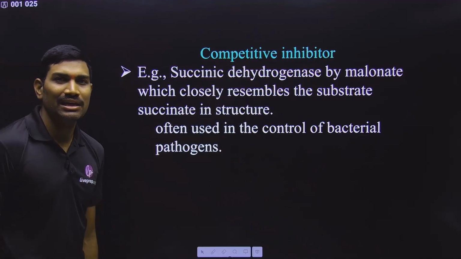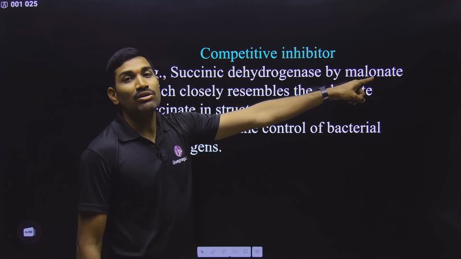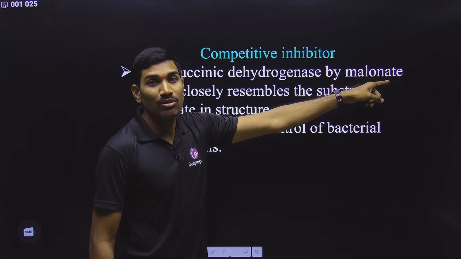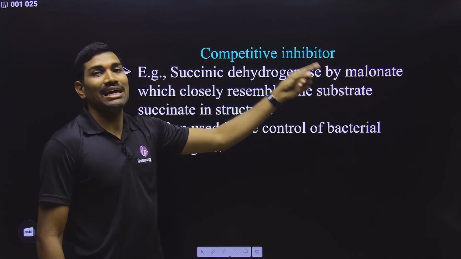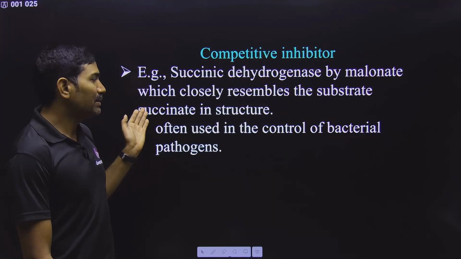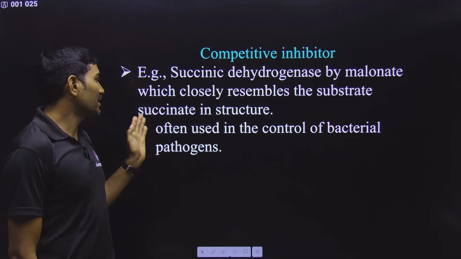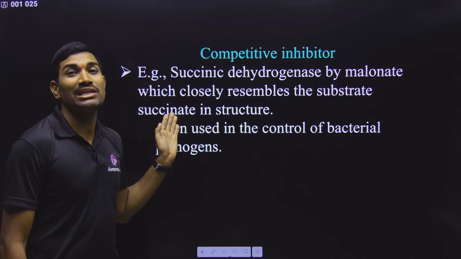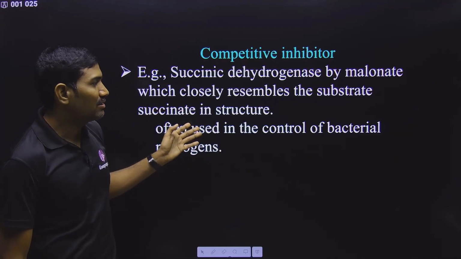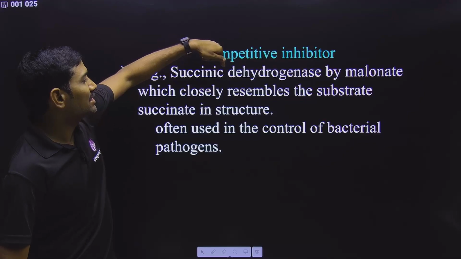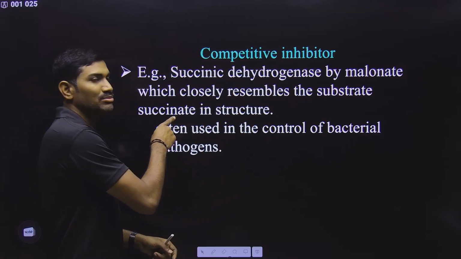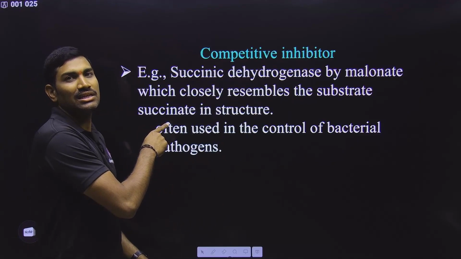And here in NCERT they gave one example. What is this? Malonate. Malonate, also called malonic acid, is acting as a competitive inhibitor, and it is competing with the substrate. What is the substrate? It is succinate or succinic acid. It is competing with succinic acid or succinate for binding with the enzyme, that is succinate dehydrogenase. For succinate dehydrogenase, the standard substrate is succinate or succinic acid.